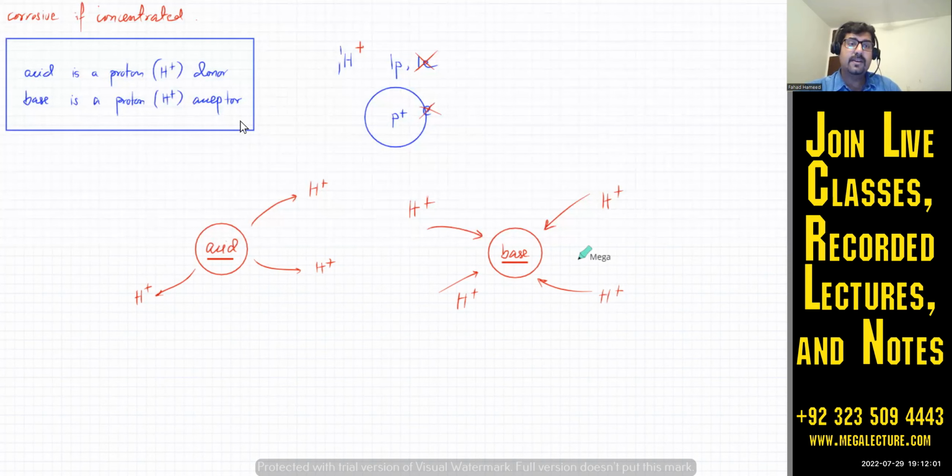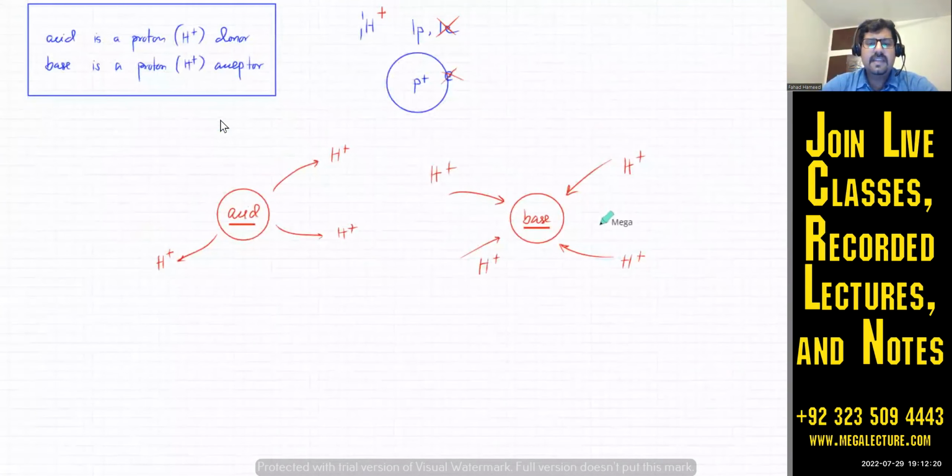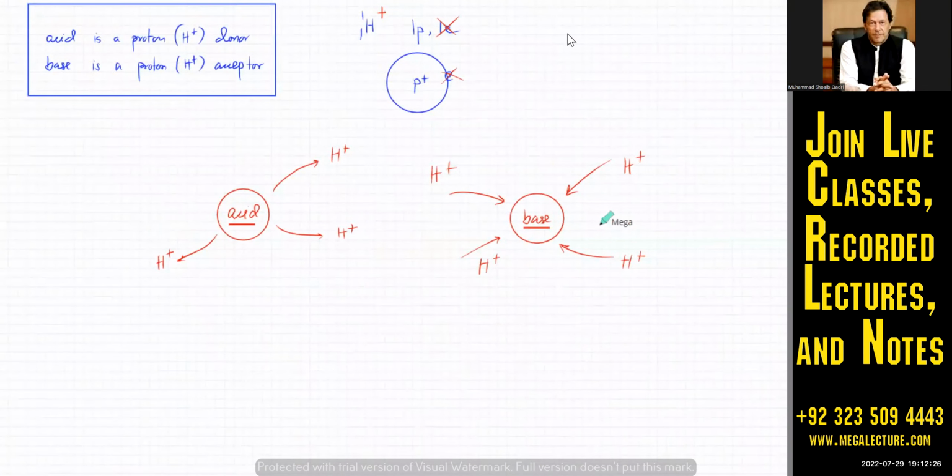So this is the general definition, and this is what you're going to write in the paper. If they ask you what an acid is, what a base is, you're not going to talk about the properties. You're just going to use this one statement: an acid is a proton donor, a base is a proton acceptor. That's it. No further explanation is required. Okay, so is this definition of what an acid and a base is clear? Shoaib, Rabia, is this clear?